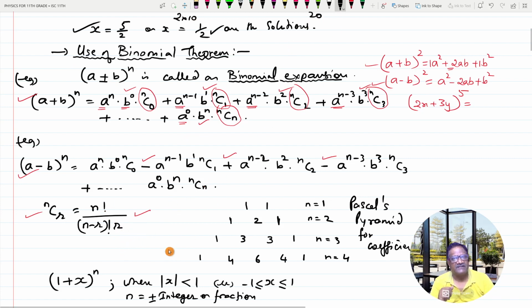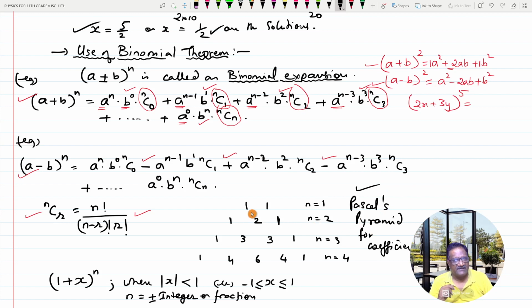This is r factorial. So nCr, the coefficients, you will get by using this formula. This is the formula that you have to use to get the coefficients. There's another way of getting coefficients, which is known as Pascal's pyramid.